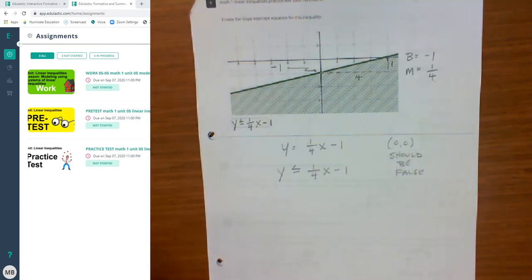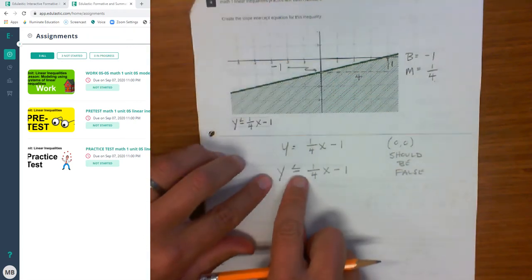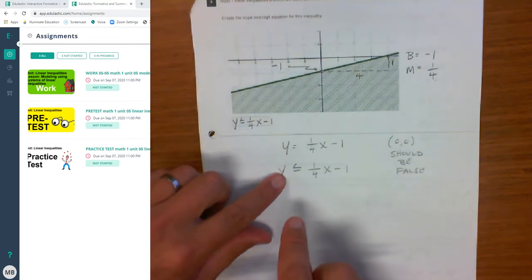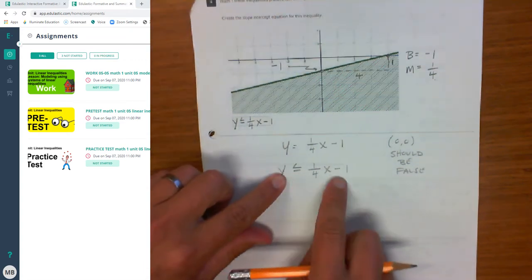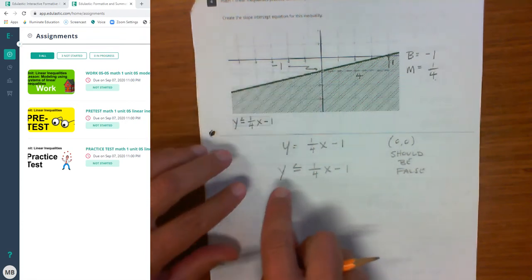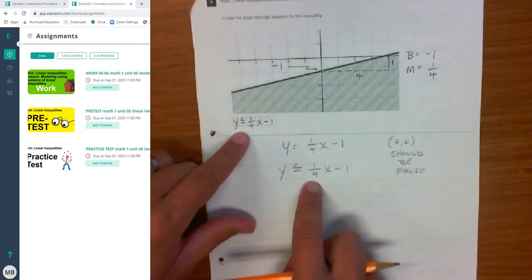Now we have to figure out the inequality. So I need to set this up in such a way with a greater than or equal to or less than or equal to so that 0, 0 is false. 0 is less than or equal to negative 1. That is false, which means I would shade under. So this is the correct inequality.